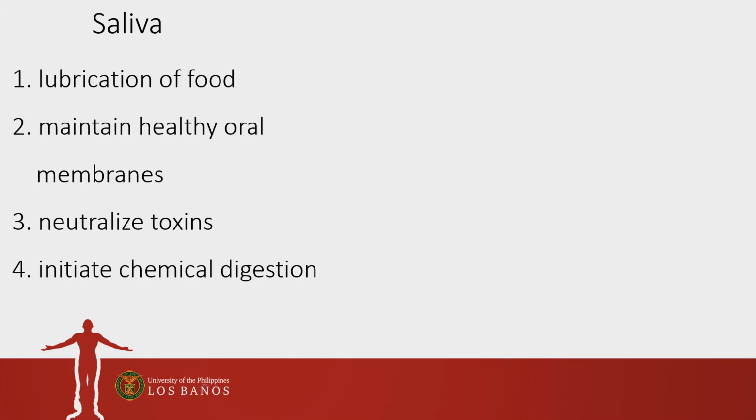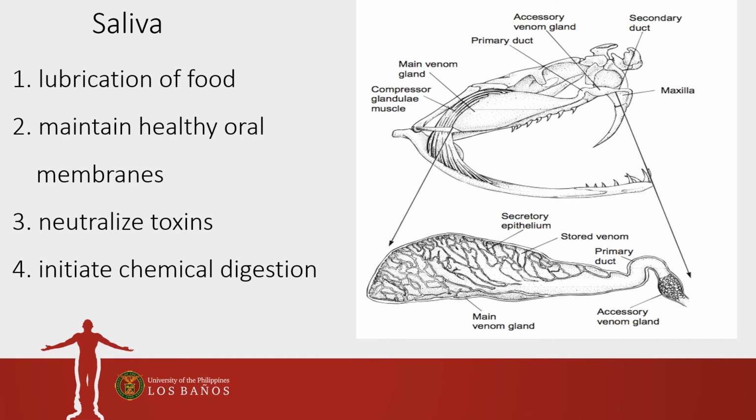Saliva functions in food lubrication, maintaining healthy oral membranes, neutralizes toxins, and initiates digestion, like salivary amylase or ptyalin in our saliva. In venomous snakes, the venom gland, a homologue of Duvernoy's gland, secretes substances with various functions, some toxic, some digestive. Envenomation delivers these enzymes and toxins into the prey, if it is for food, or victim, if it is for defense.